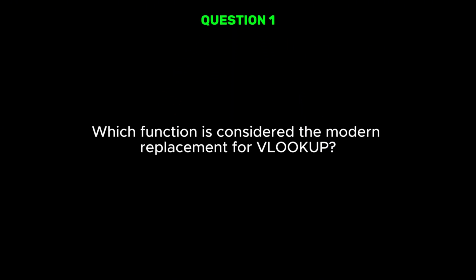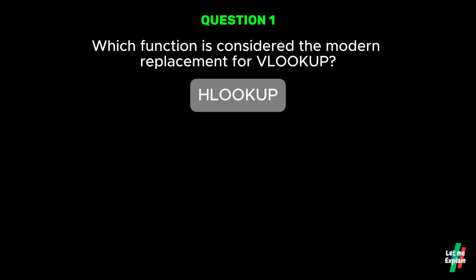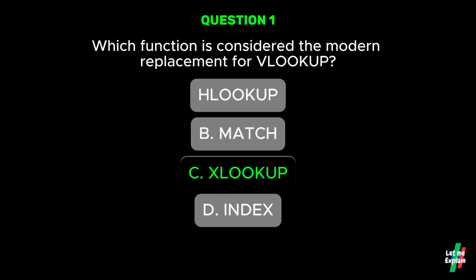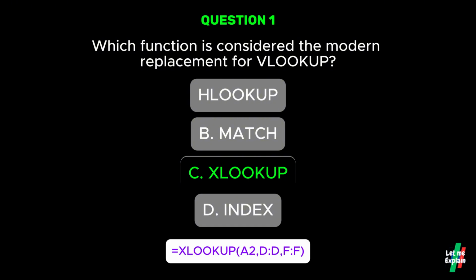Ready? Let's begin. Question number 1. Which function is considered the modern replacement for VLOOKUP? HLOOKUP, MATCH, XLOOKUP, INDEX. The correct answer is C, XLOOKUP. XLOOKUP is more flexible than VLOOKUP. It can search both left and right, return custom results when values aren't found, and generally requires fewer workarounds. Example: =XLOOKUP(A2, D:D, F:F).